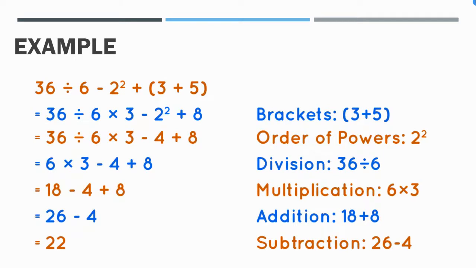Here I have the expression 36 divided by 6 minus 2 power 2 plus 3 plus 5 within brackets. First we have to add the numbers within the bracket, as we follow brackets first in the BODMAS rule. So 3 plus 5 is 8. First we reduce this 3 plus 5 into 8. All others are the same. In the next step, order, that is powers, we reduce. 2 power 2 is 2 squared, so we multiply 2 two times. 2 twos are 4. All other things are the same, only this 2 squared is reduced to 4.